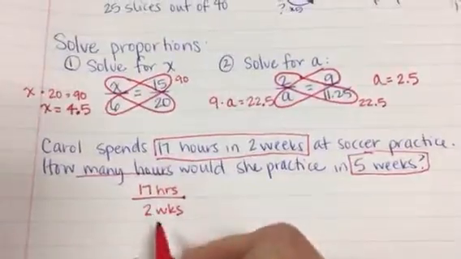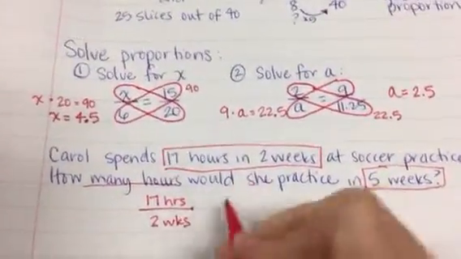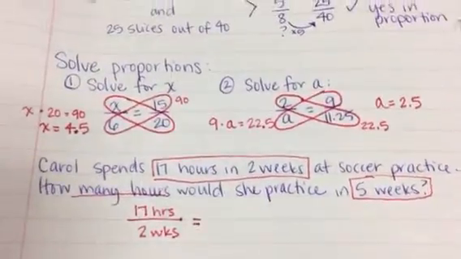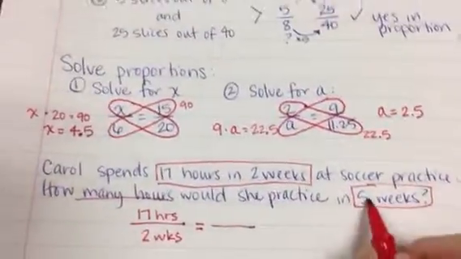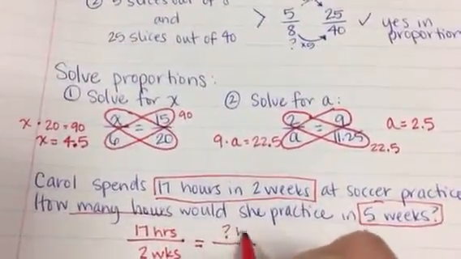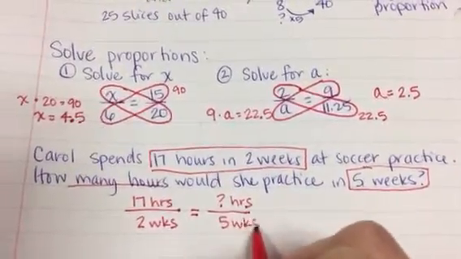Notice I didn't just write 17 over 2. I put 17 hours and 2 weeks, because then I'm going to set up another ratio or rate comparison that matches it. I don't know how many hours it would be, so I'm going to do this, but I know that this is 5 weeks.